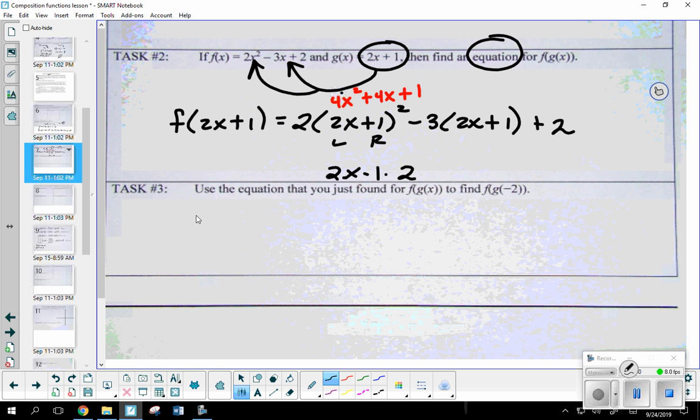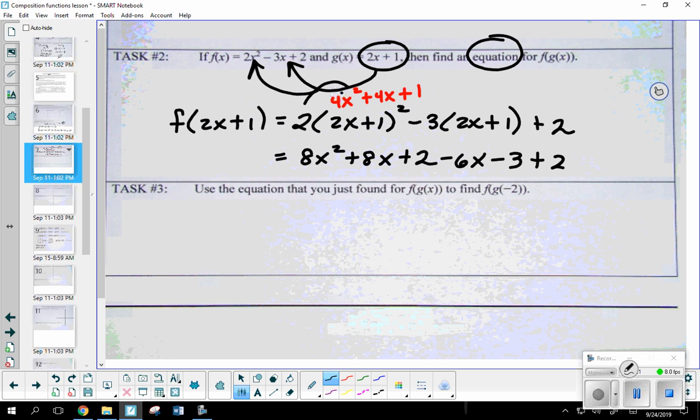Okay, it's another one of those ideas. If you like it, great. If you don't need it, then don't worry about it, as long as you're able to expand the trinomial. But now I need to do what? Distribute the 2. Okay, so somebody tell me what that would be. Okay, so now 8x squared plus 8x plus 2. Okay, and now we'll distribute across that binomial. Looks like a minus 6x minus 3, and then we'll have our plus 2.